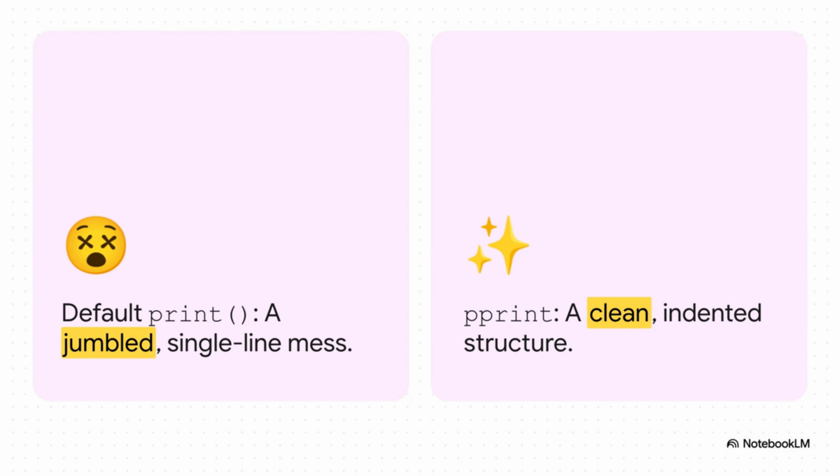And this right here just says it all. On the left, that's what a standard print gives you. It's basically unreadable. On the right, that is the exact same object, but after running it through the pprint module. All of a sudden, it's clean, it's indented, and you can actually understand the structure.